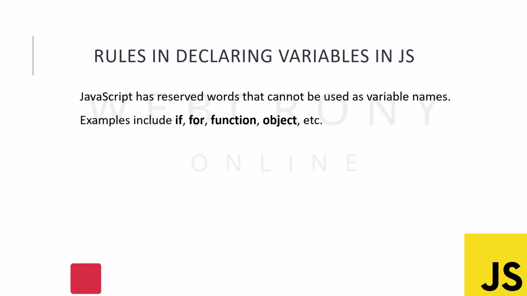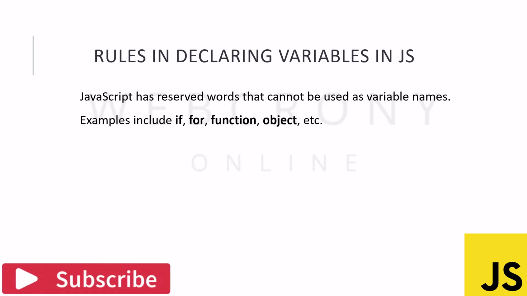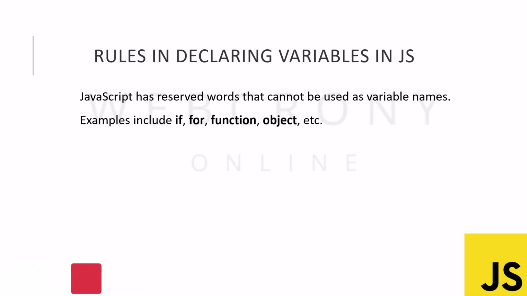The next thing is that JavaScript has some reserved words that cannot be used as variable names, and among these we have if, for, function, object, etc. There are so many of them. As time goes on, we will get to know them.